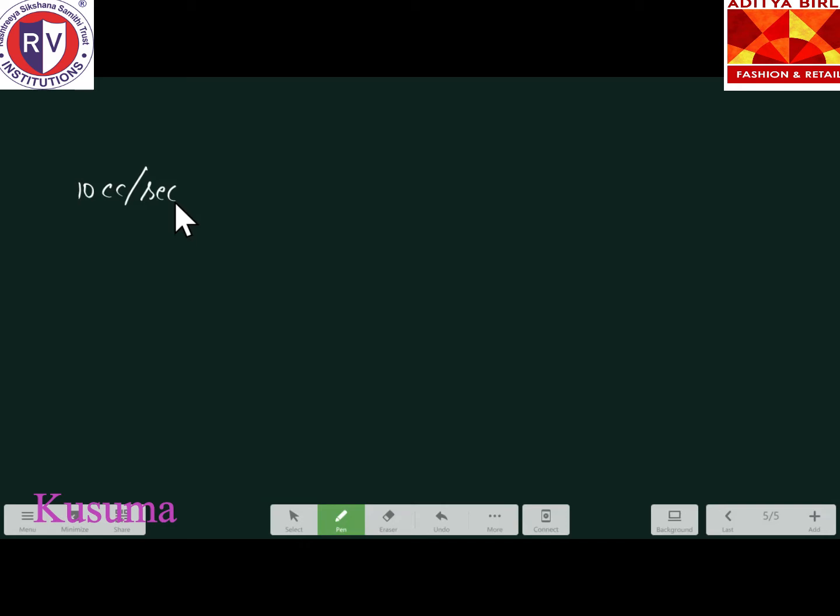You have to find out the rate at which the radius is increasing. Rate at which means you have to differentiate with respect to t, and you are finding the rate at which the radius of the balloon is increasing. That is, you are supposed to find out dr by dt. Given that the radius of the balloon is 15 centimeters, so dr by dt at r is equal to 15 centimeters you have to find out.